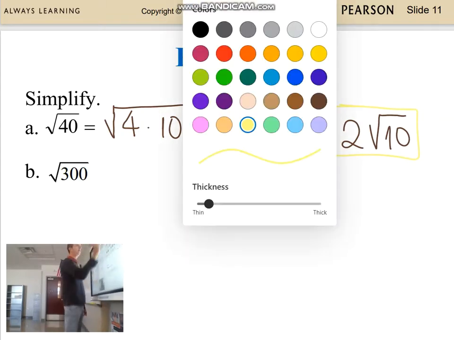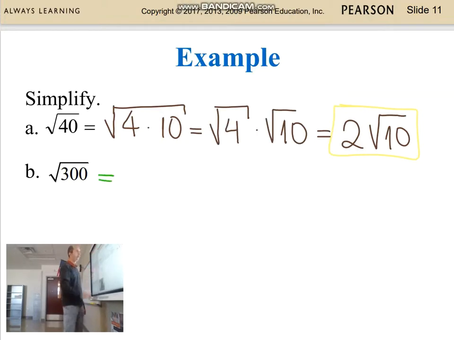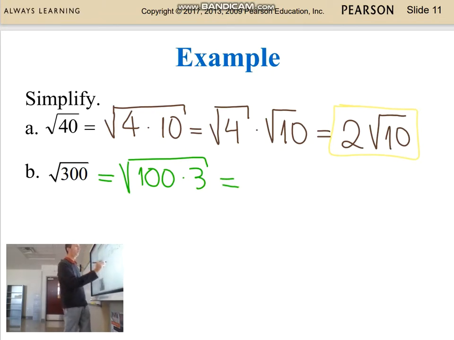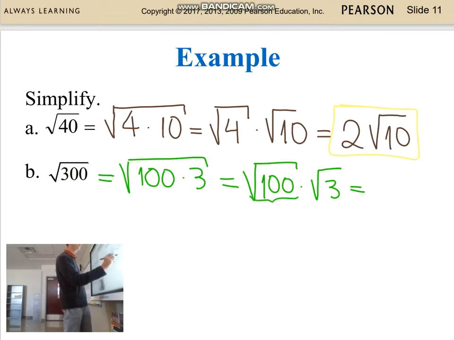Another example, check this, letter B, and we have the square root of 300. Think about a number that we need to break it down and find at least one perfect square to simplify, and we can write this as 100 times 3, right? Because 100 is a perfect square, and applying the product rule, we will have the square root of 100 times the square root of 3, and the square root of 100 is 10, right? So it's 10 square root of 3.